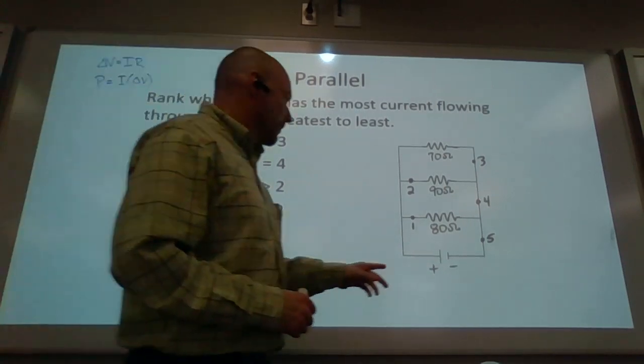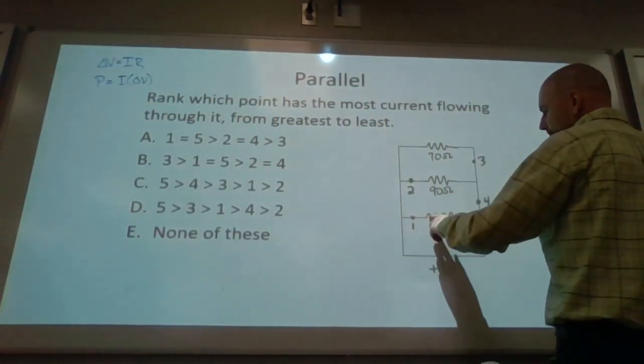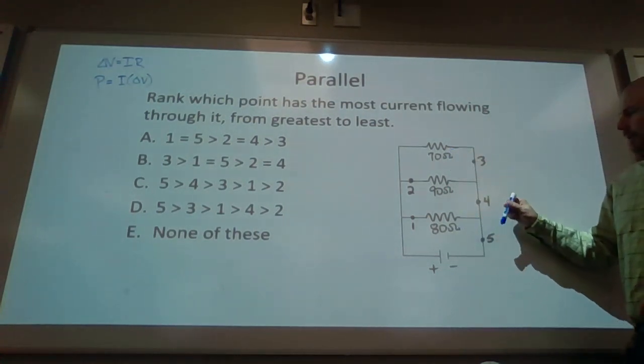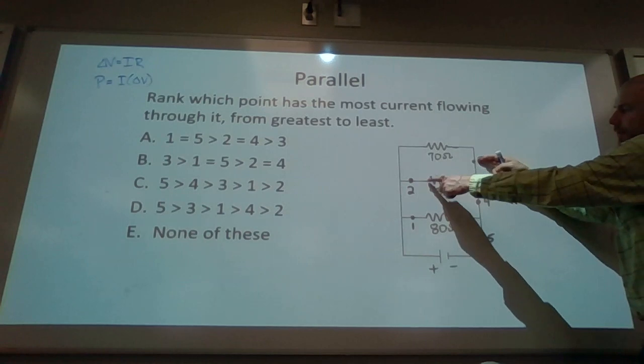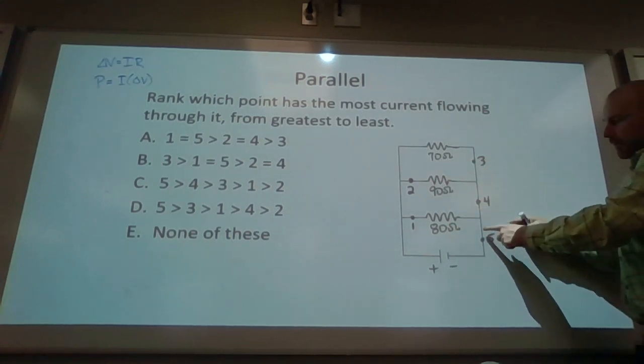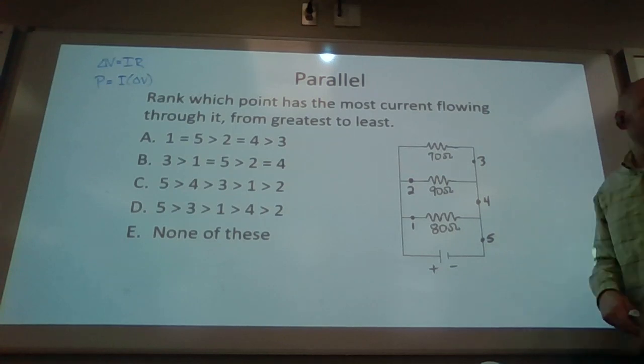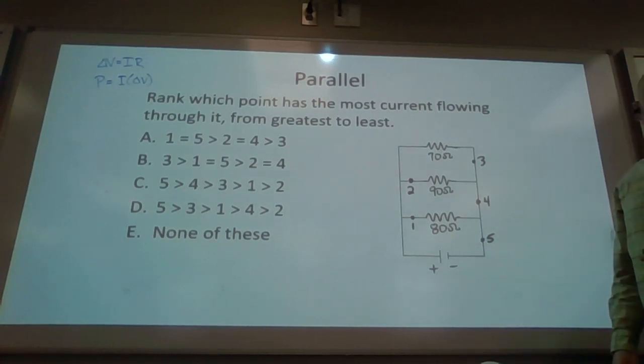Current going in. This one has the most current because it has the least resistance. But then 4 is a combination of 2 and 3. 5 is a combination of 1 and 4. Because of the junction rule.